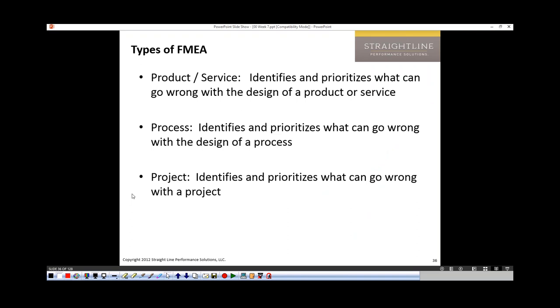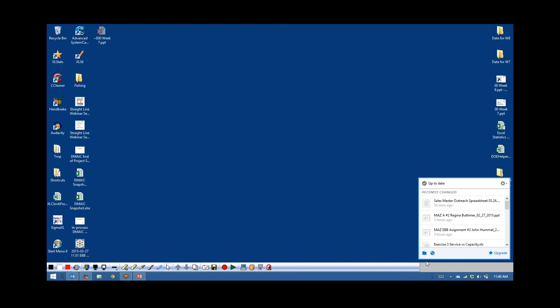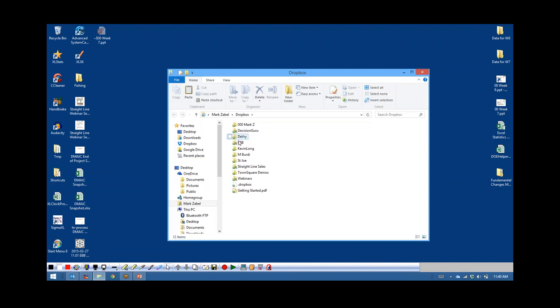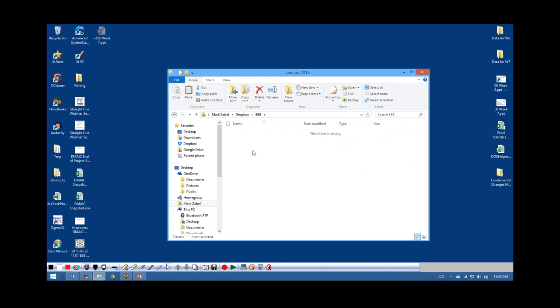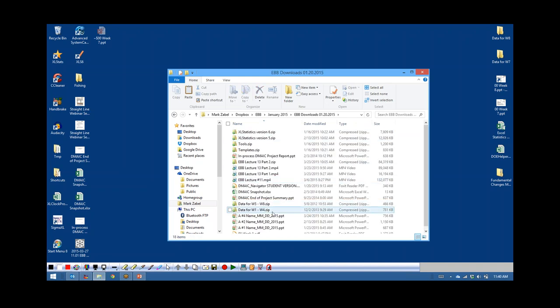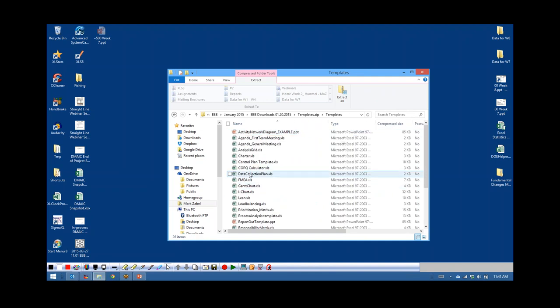Now, you have a template. I will show you the template. Let's see. We'll look in here, and we'll just put it in your downloads here. Okay, in your templates directory, there is a template for FMEA, and it's going to look complicated, but we're actually going to go through it.